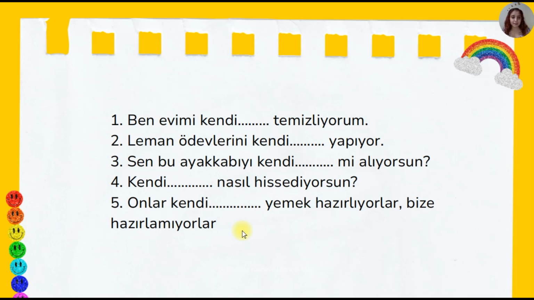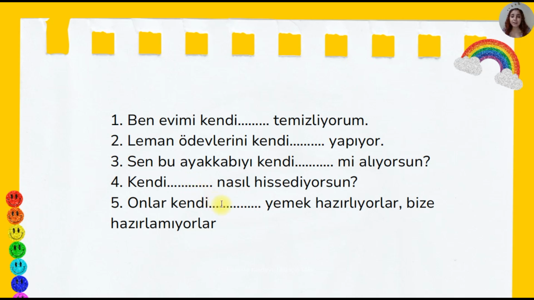Fourth one. Kendini nasıl hissediyorsun? Kendini nasıl hissediyorsun? This is accusative case. We didn't learn it yet, but it is close. We will learn it. And here, I want to say, how do you feel yourself? It is not by yourself. It is not for yourself. It is just yourself. Kendini nasıl hissediyorsun? How do you feel yourself?